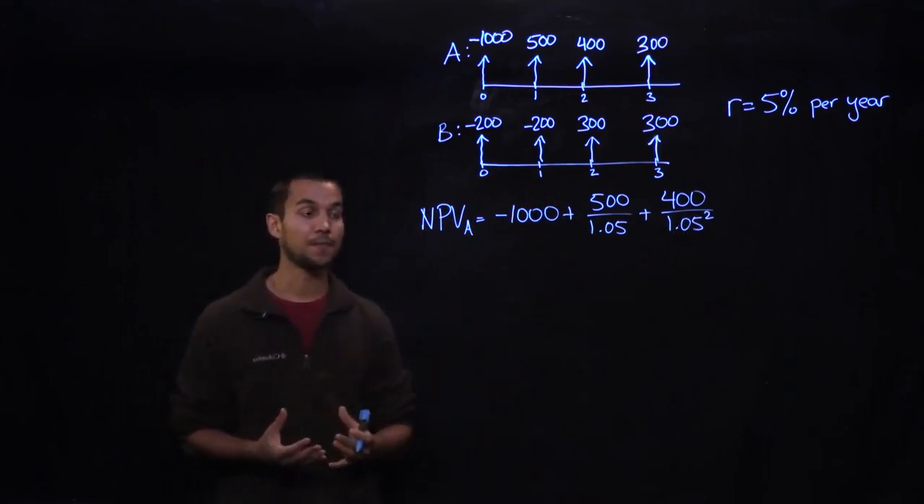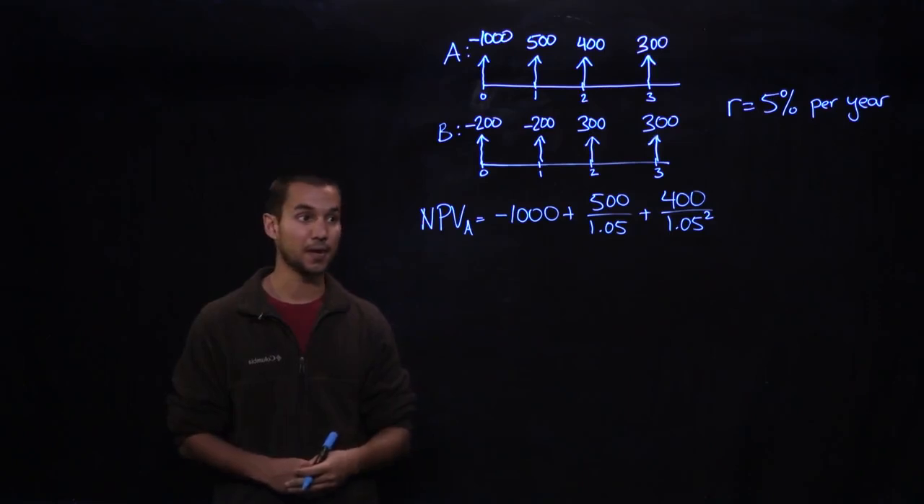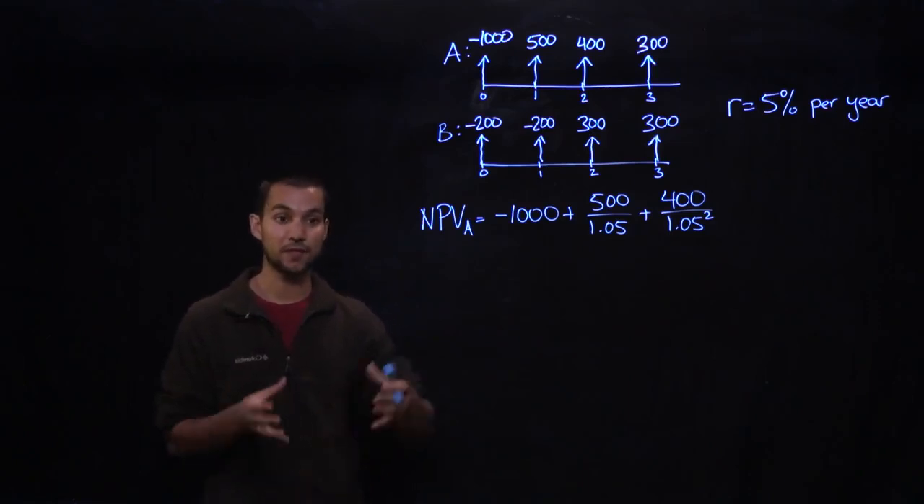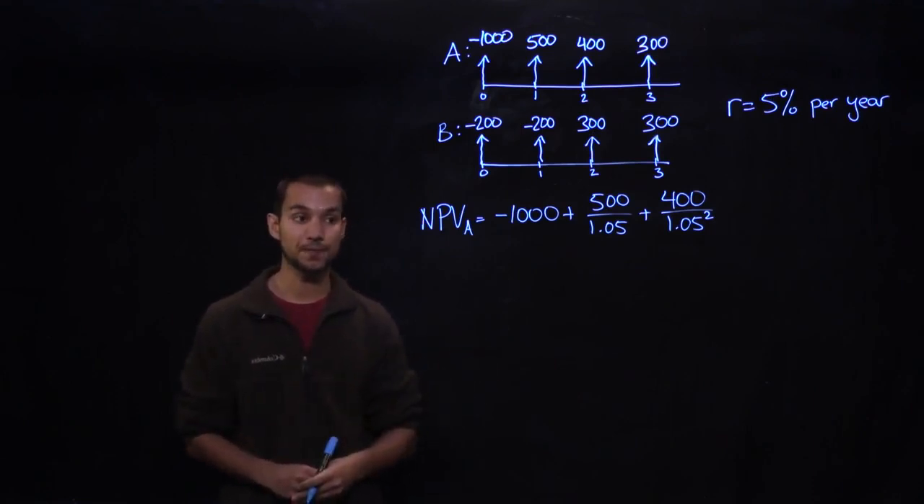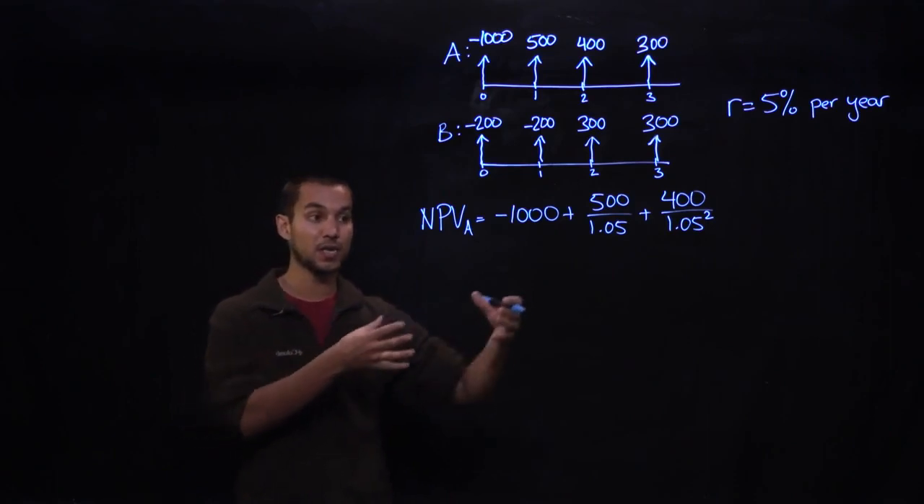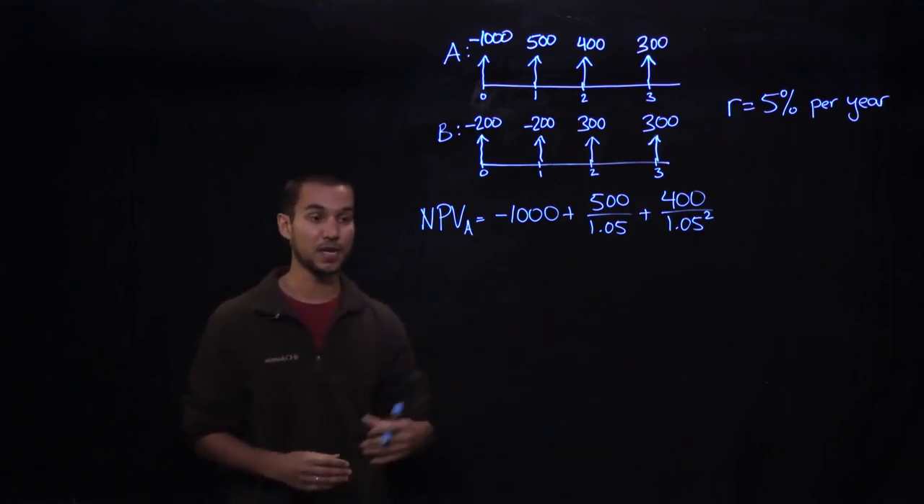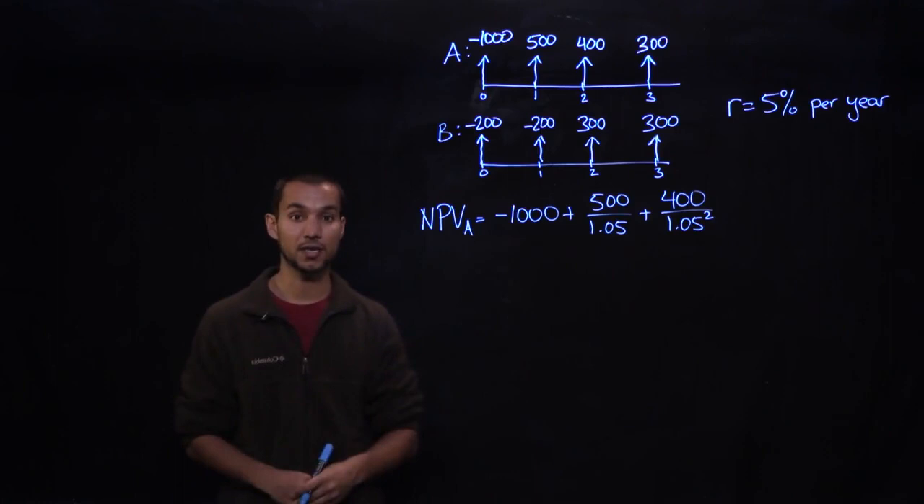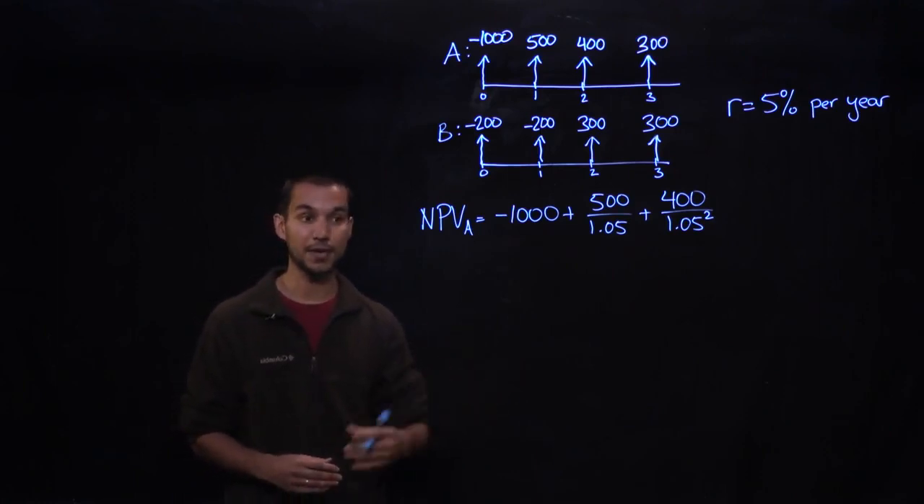Well, if you think about it, imagine you have $100 in a bank account, and this bank account accrues interest at 5% per year. After 1 year, you're going to have $105, and in the second year, that $105 is going to accrue interest at 5% again. And so there's going to be interest on the interest. So this is called compounding.